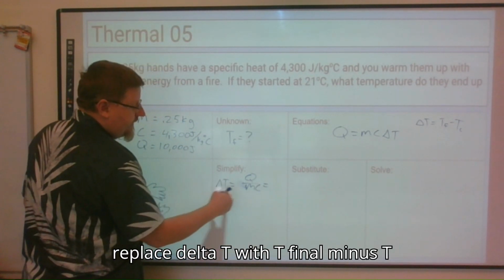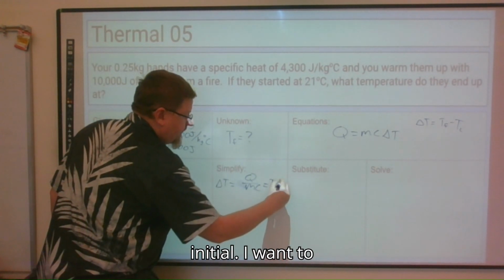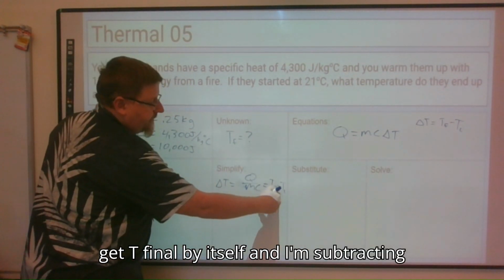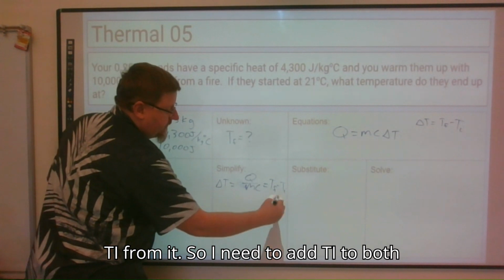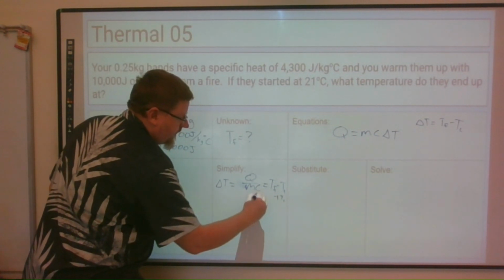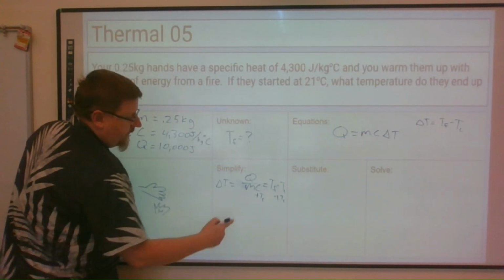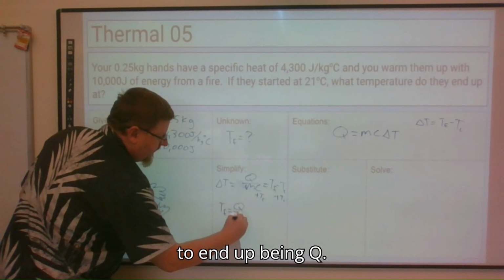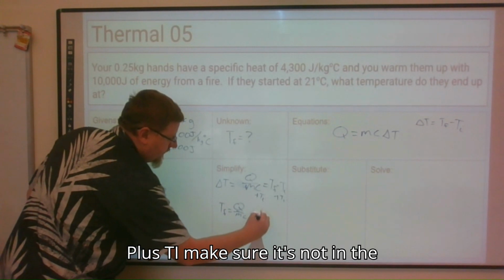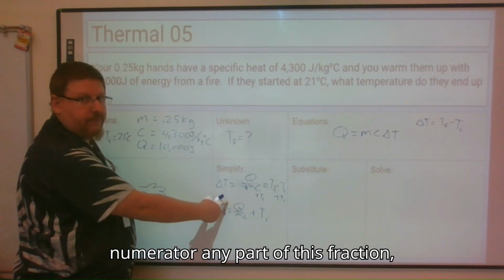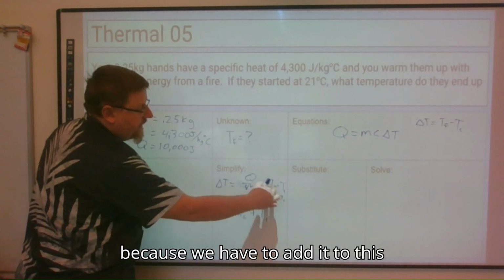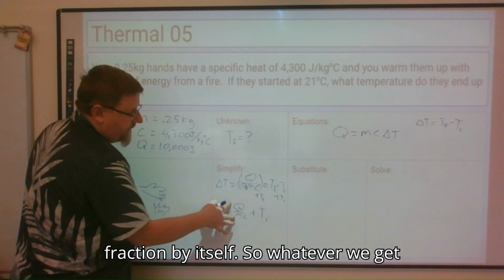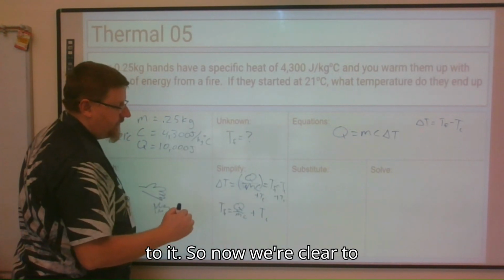Then I can replace delta T with T final minus T initial. I want to get T final by itself, and I'm subtracting Ti from it, so I need to add Ti to both sides. So my T final is going to end up being Q over mc plus Ti. Make sure it's not in the numerator or any part of this fraction, because we had to add it to this fraction by itself. So whatever we get for this fraction, we're going to add Ti to it.